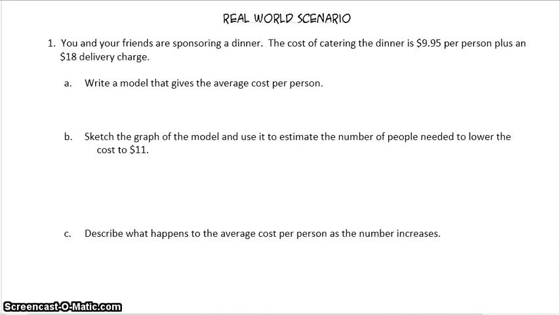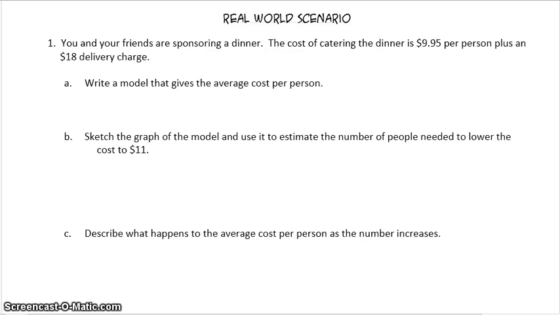Okay, so we're going to take what we've learned and apply it to our life. You and your friends are sponsoring a dinner. The cost of catering the dinner is $9.95 per person plus an $18 delivery charge. Write a model that gives the average cost per person. So we want an average cost per person given this information.